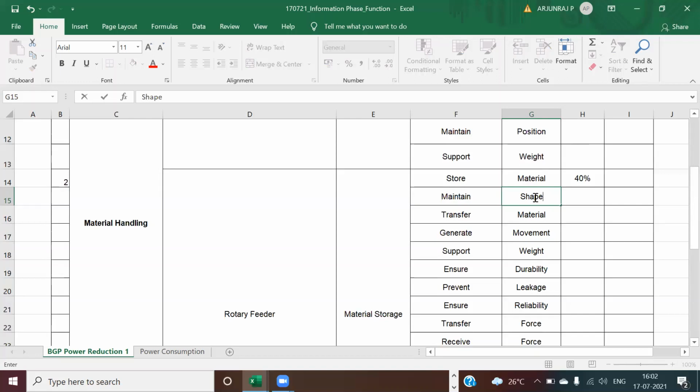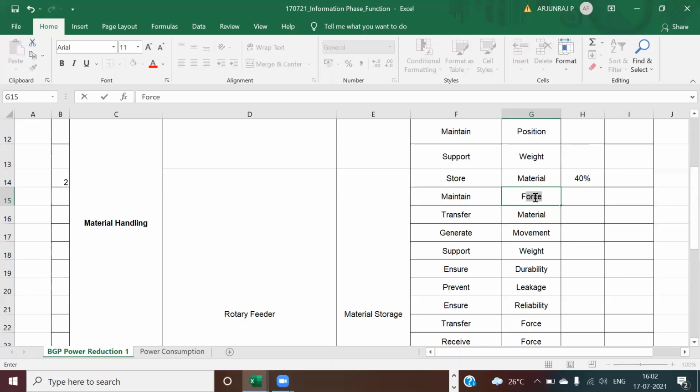Maintain TPH, tons per hour. What does DPH stand for? Tons per hour capacity, feed rate. What does D stand for? Tons per hour, feed rate. Feed rate is the correct word. Maintain feed rate.